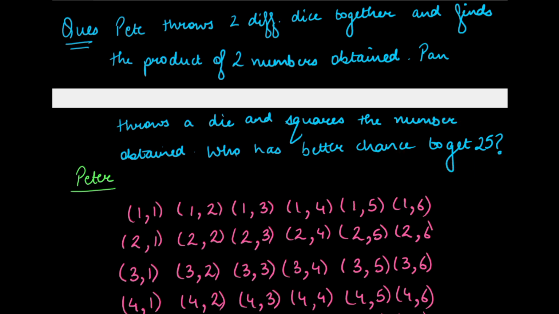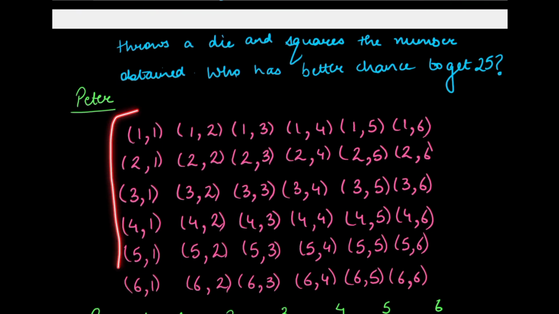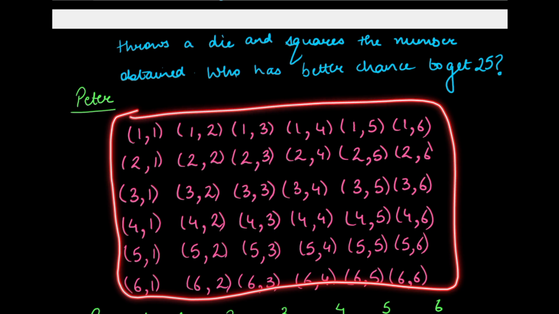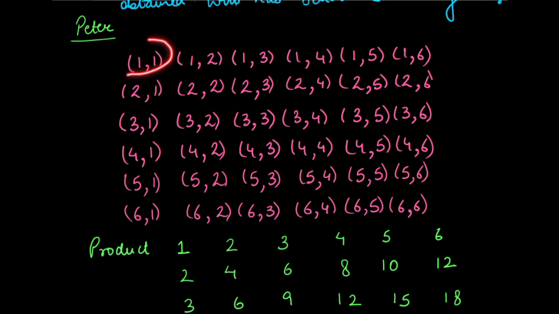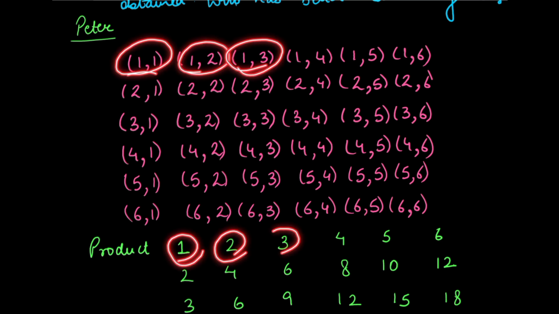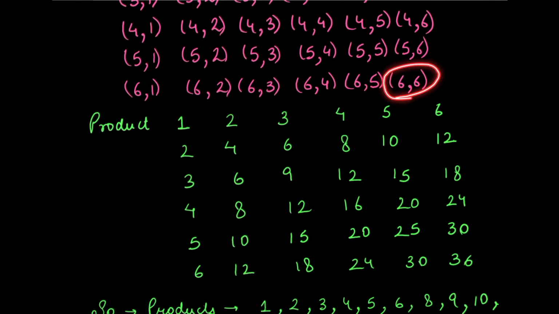So basically, what does Peter do? Peter throws two dice together, that is two dice simultaneously, which gives us a sample space of this, and he multiplies the number obtained on the two dice. For example, 1 into 1 is 1, 1 into 2 is 2, 1 multiplied by 3 is 3, and so on. And the last we get is 6 multiplied by 6, that is 36.